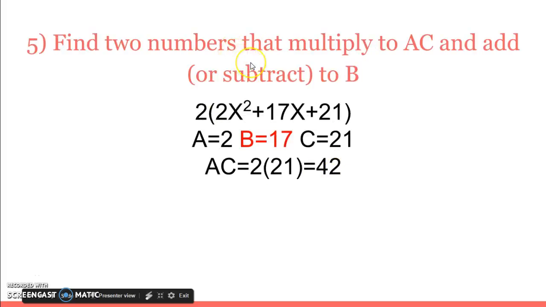And the next step is to find two numbers that will multiply together to 42 and actually add or subtract to get to our b. So we want two numbers that multiply to 42 and subtract to 17. I already went through and did all of the calculations for us.